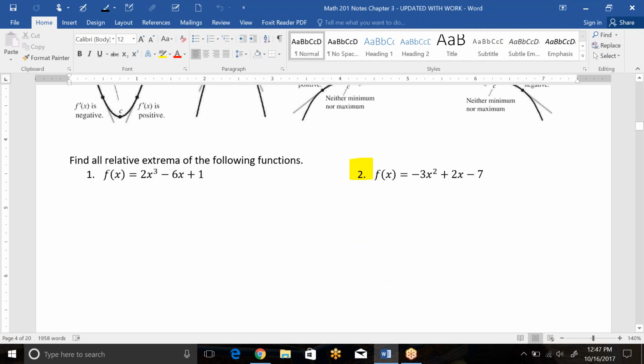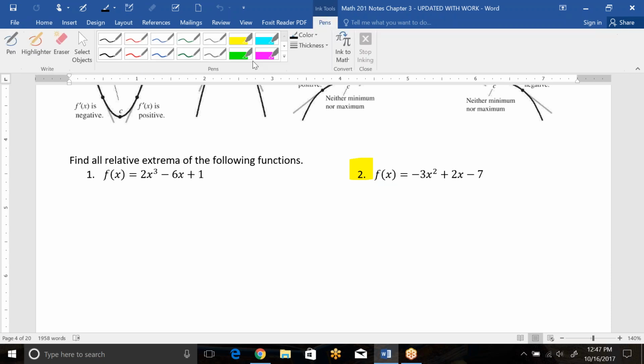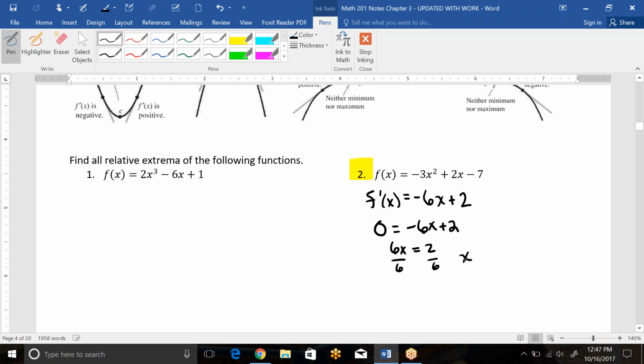So for example 2, we want to find all the relative extrema for the following function. To be able to do this, we need to take the derivative of what we're given. So f prime of x would be 2 times negative 3, so that's negative 6x to the first, plus 1 times 2, so that would just be 2, and then x to the 0 would be gone away, and then nothing for the 7. We set that equal to 0 to find our critical values. I would just add over the 6x and then divide by 6. So it looks like x equals 1/3 is our critical number.